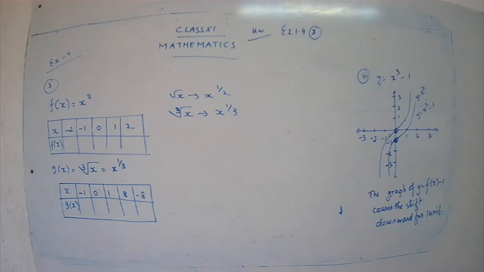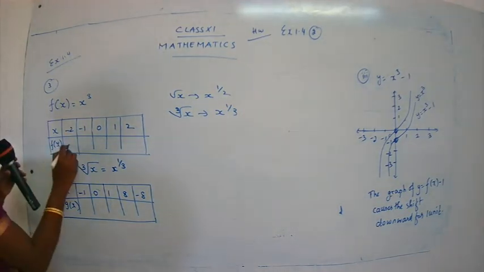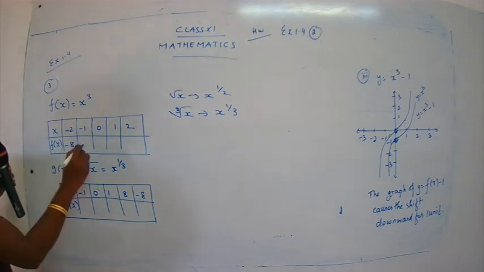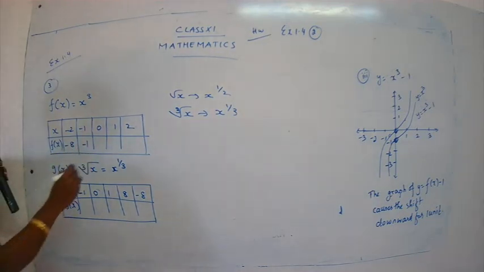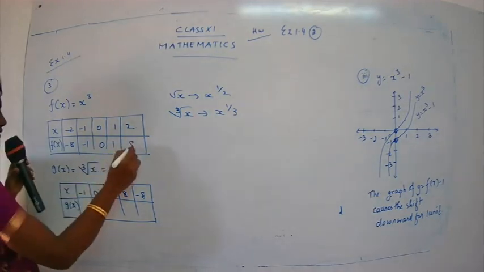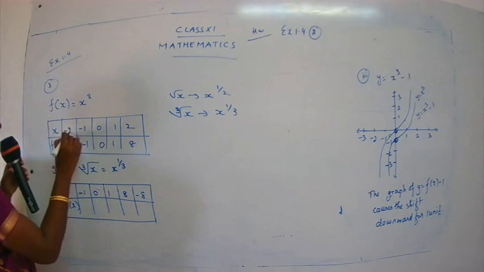So take down the sum. F of x is equal to x cube. Let's plot it. What is cube of minus 2? Minus 2 into minus 2 into minus 2. So it's minus 8. Minus 1 into minus 1 into minus 1, minus 1. 0 into 0 into 0, 0. 1 into 1 into 1, 1. 2 into 2 into 2, 8. So we have completed this part.